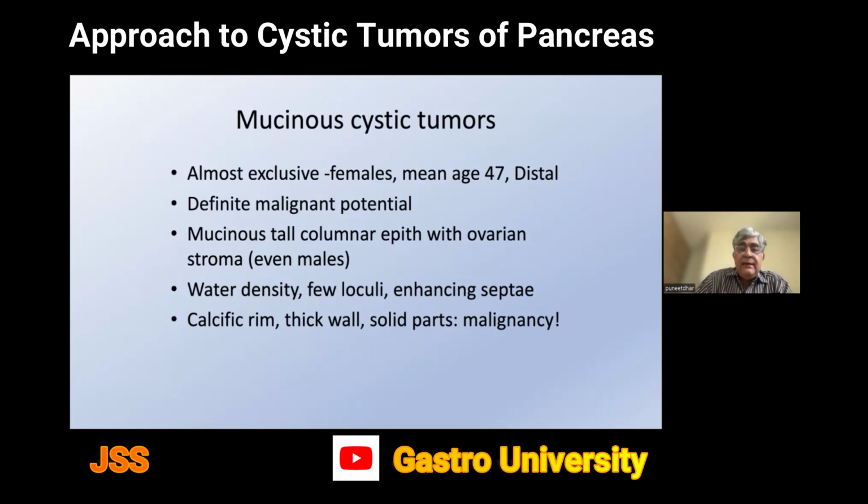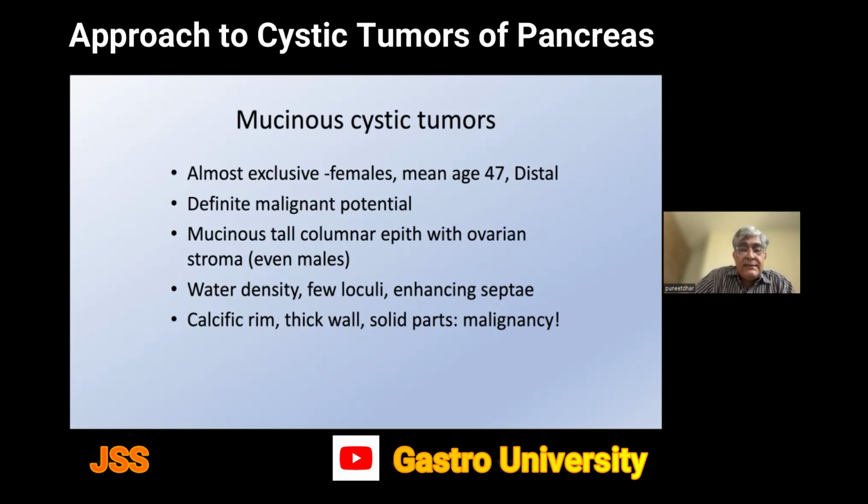So if we see mucinous tumor with ovarian stroma, it is mucinous cystic. Some Japanese authorities believe that this is not mandatory, but most people think that this is a very important feature for this. They have a water density on imaging, a few loculi, so much less than the serous tumors.